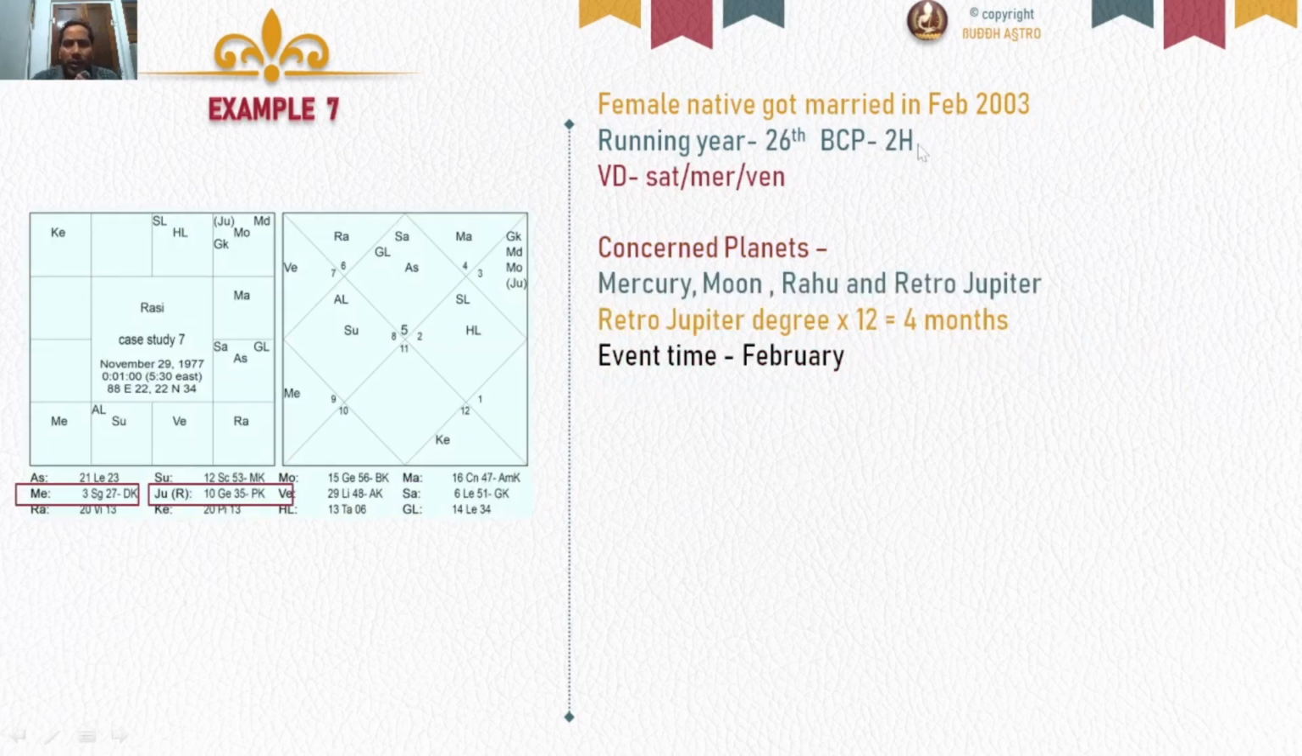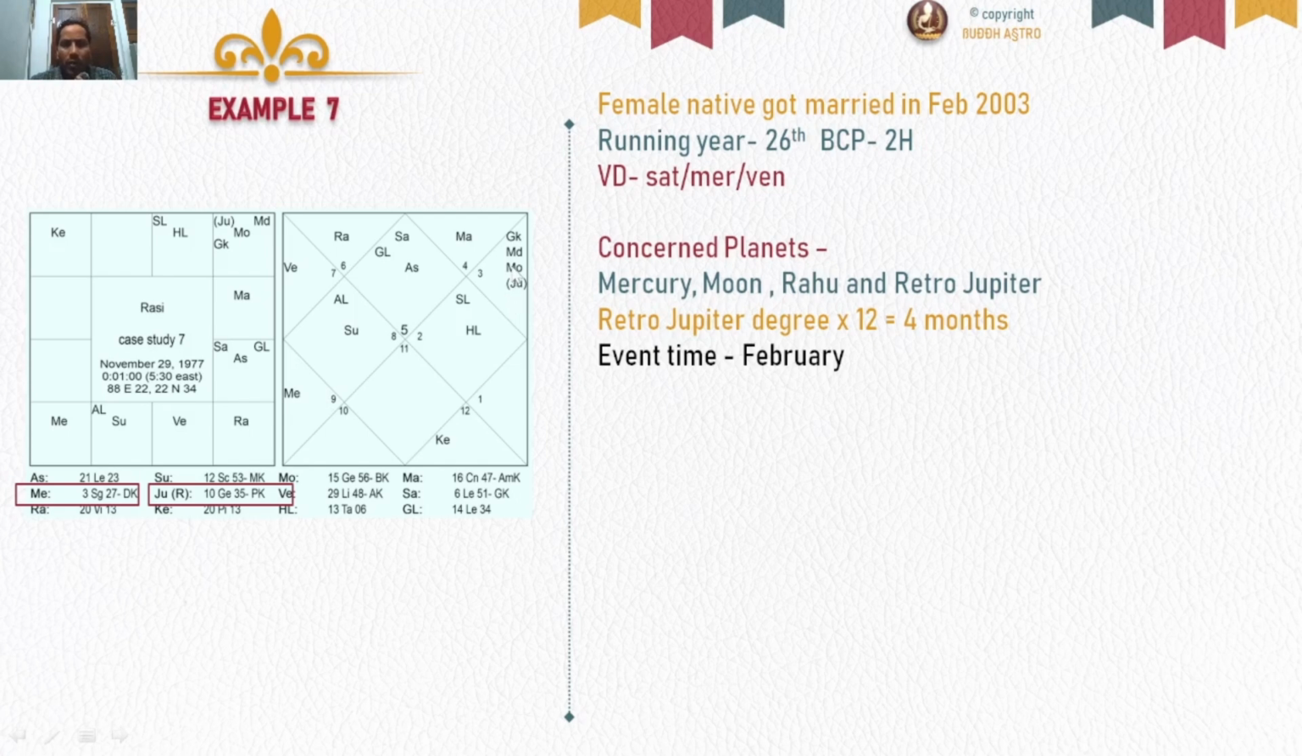Example number 7, female native got married February 2003, running year is 26th, BCP house, second house. Second house has Rahu, you can take Rahu degree also. Second house lord is Mercury, so you can take Mercury degree also. This Mercury is aspected by the retrograde Jupiter and Moon, so you can take degree of these two planets also. So four planets are there: Rahu, Mercury, Moon, and Jupiter. And each planet degree will give some event.